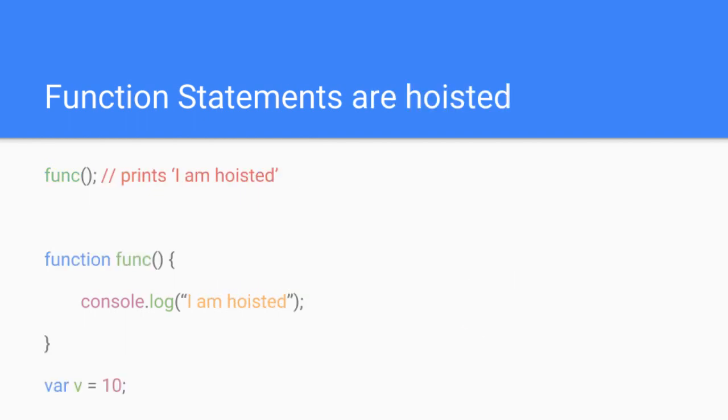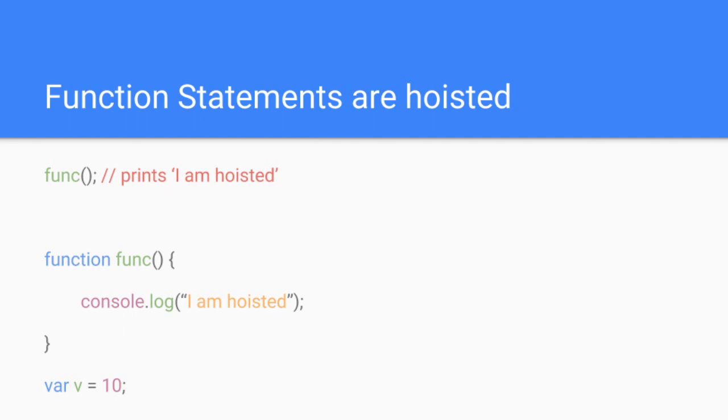Let us dig into the phenomenon of hoisting. It is an important behavior to know as far as JavaScript is concerned. What is hoisting? Basically, the declaration of variables and function statements in JavaScript behaves as though it existed at the top of the document. That is, the function func declared and defined here behaves as if it was present above the line where func is called. And thus, when that line of code is executed, we get the I am hoisted console log statement printed out.